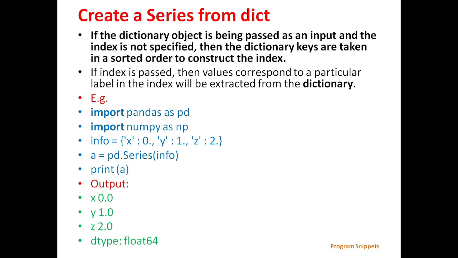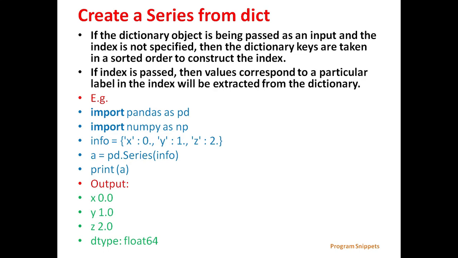Then we will see creating a series from a dictionary. If a dictionary object is passed as an input and the index is not specified, then the dictionary keys are taken in a sorted order to construct the index, and if the index is passed, then the values corresponding to a particular label in the index will be extracted from the dictionary.